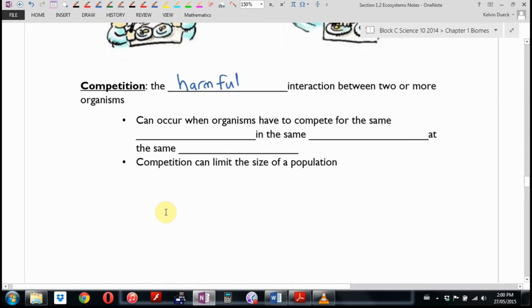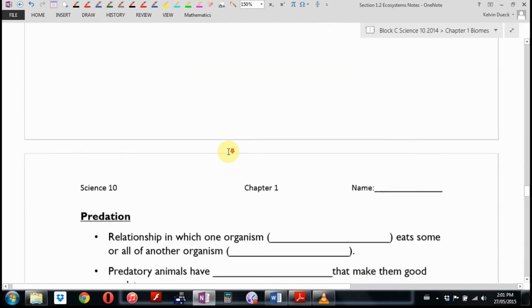So this can occur when two organisms have to compete for the same resource, food, living space, mates, safety, whatever, in the same area at the same, take a guess, time. And what competition tends to do then is limit the size that both populations can achieve. It can limit the size of a population.